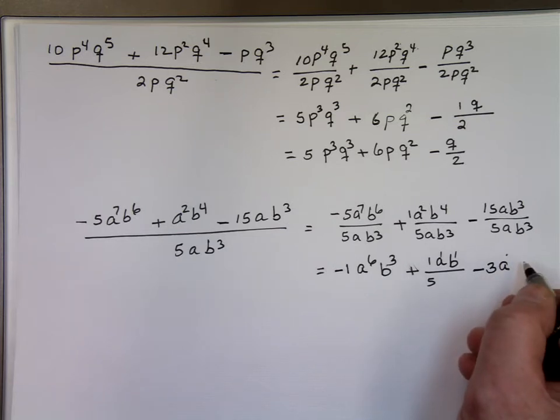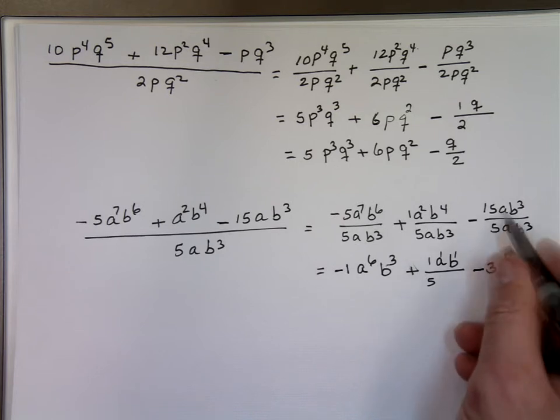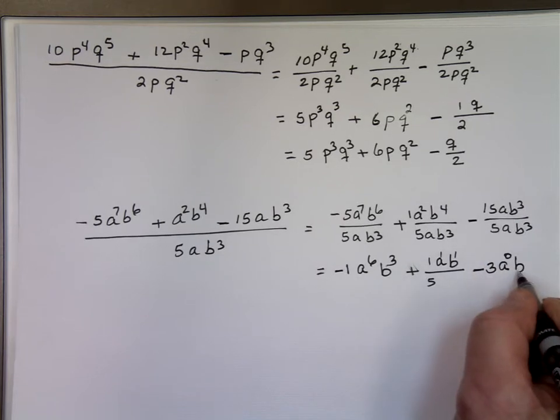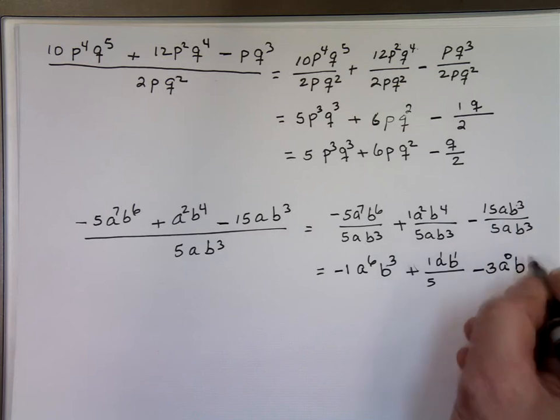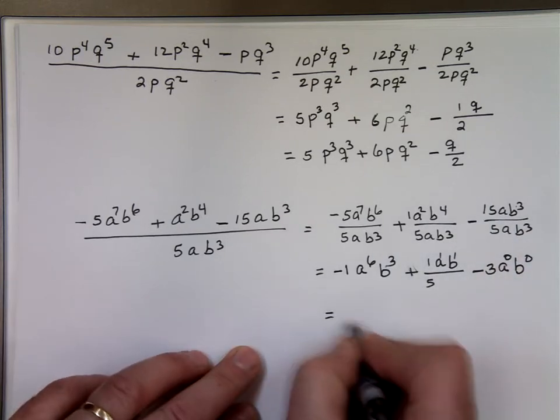Why 1? No, so it's a 0. 1 minus 1 is 0. B to what power? Zero. 3 minus 3, which is 0. And let's just clean them. You don't have to put the 1 here, so it's negative.